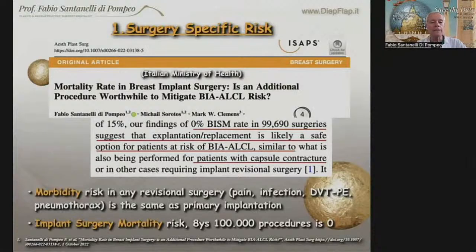And most important, the risk of mortality for this type of surgery, which we have studied over 8 years in 100,000 procedures in Italy, was 0. So there is no risk of mortality for replacing the implant.